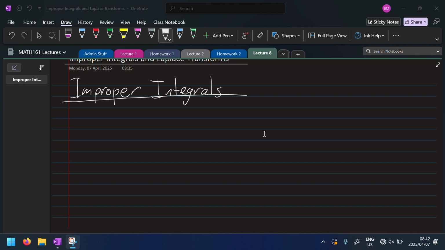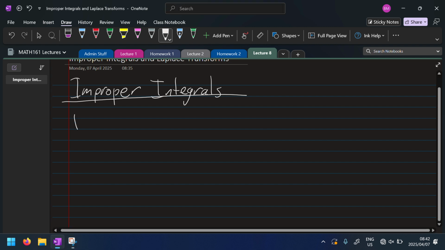Please make sure you have all of your limit material from what we did last year. Limit laws and L'Hopital's rule. That's going to be important. So if you don't know that, make a little note on the side. Please go through that before you look at the tutorials. Limit laws and L'Hopital's rule. You'll need that for the tutorials.